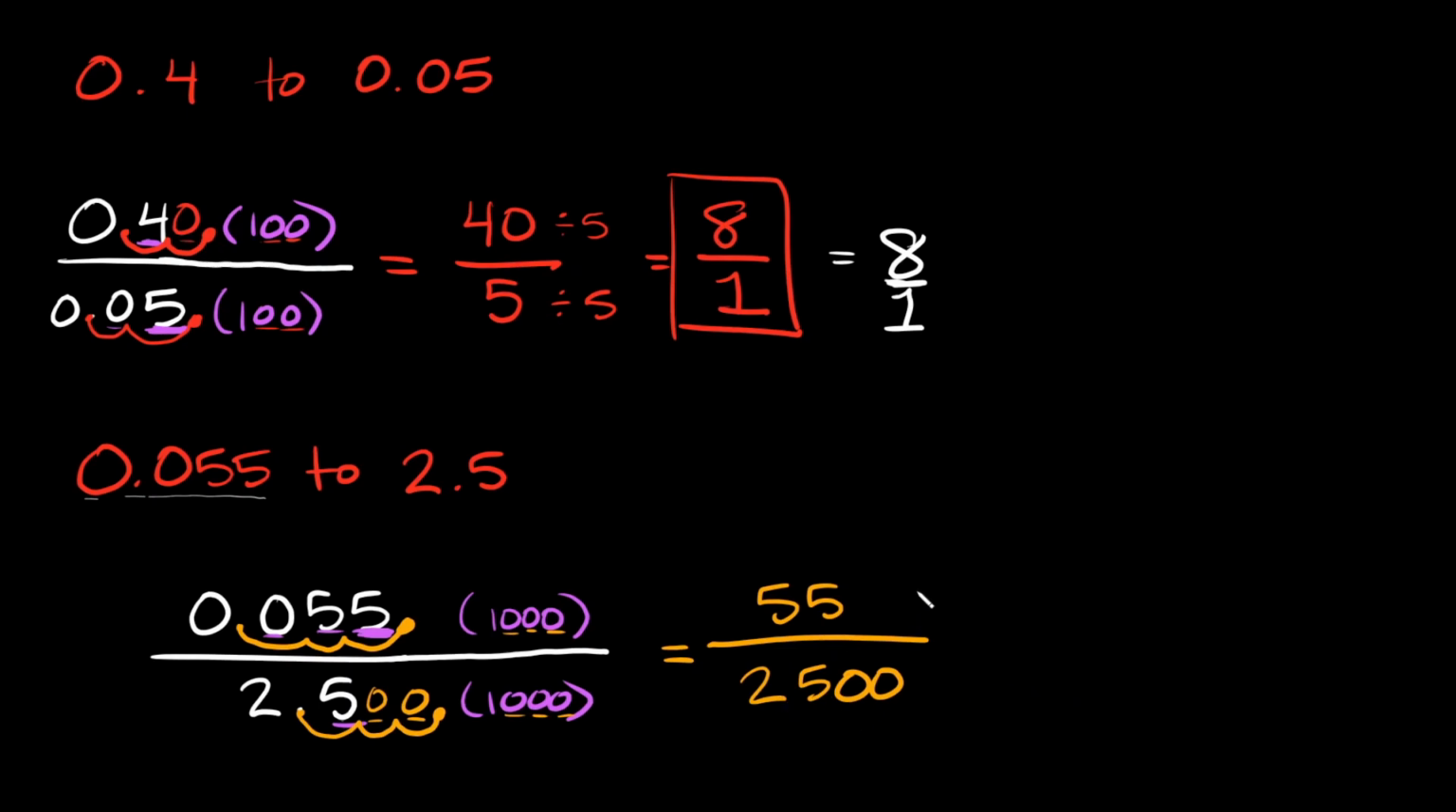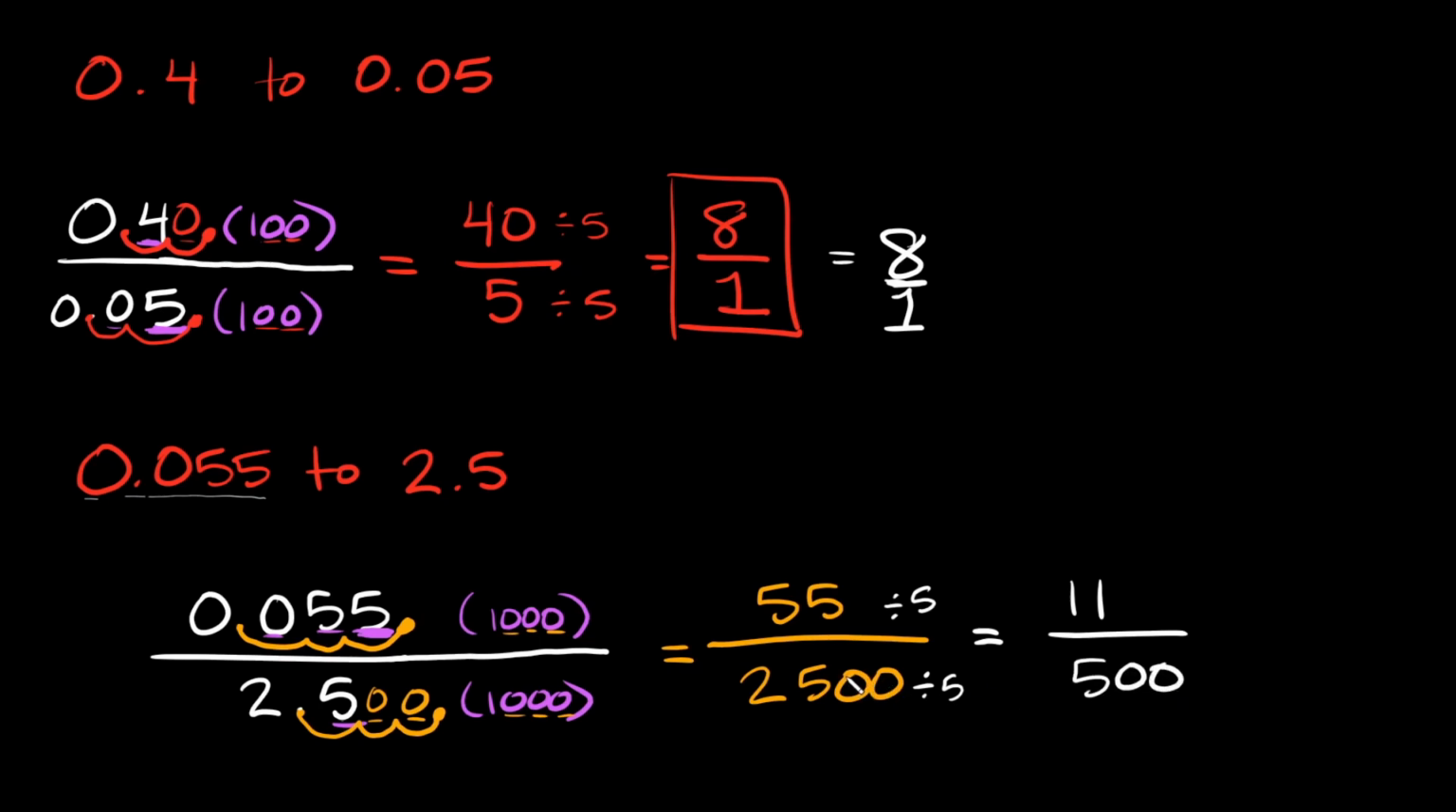Okay, and if we wanted to, we could also reduce this one because the top and the bottom are both divisible by 5, right? So if I divided the top by 5, 55 divided by 5 would be 11, okay? And if I divided the bottom by 5, my answer down here would be 500, okay?